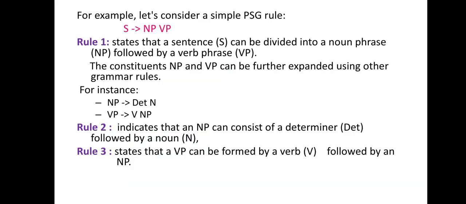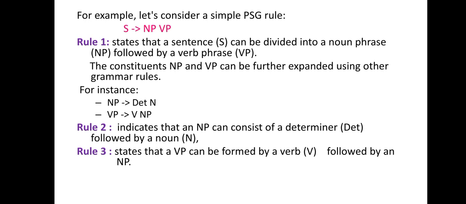Suppose, as an example, we take the formation rules, the PCFG rules. S is a sentence. The grammar consists of four tuples: non-terminals, terminals, production rules, and the start symbol S. In this formation, taking the production rule, S is the sentence symbol, a combination of a noun phrase and a verb phrase. That is rule one.